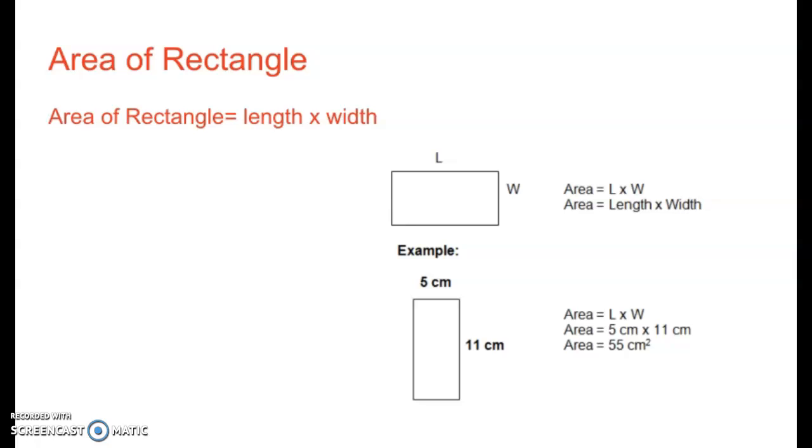The formula for finding the area of a rectangle is the length times the width because you're calculating the square units of the entire rectangle. Therefore, multiplying the total squares in the length of the rectangle by the total squares in the width of the rectangle will give you the total squares in the entire rectangle.